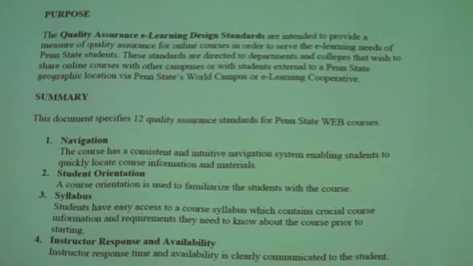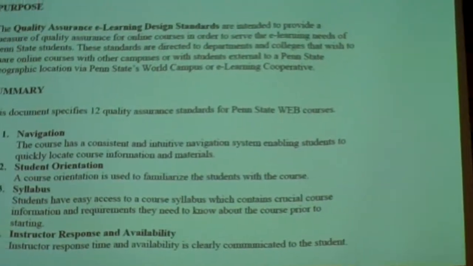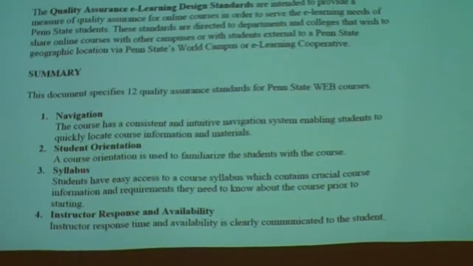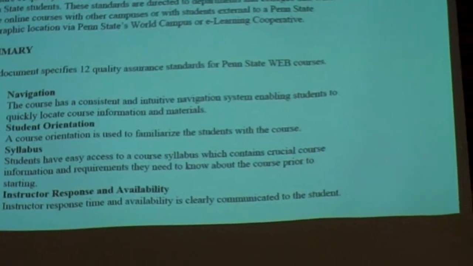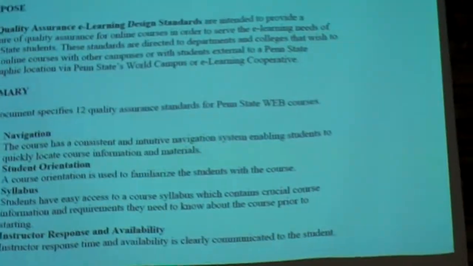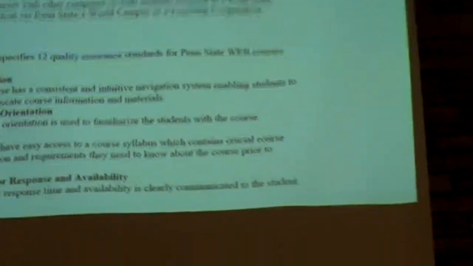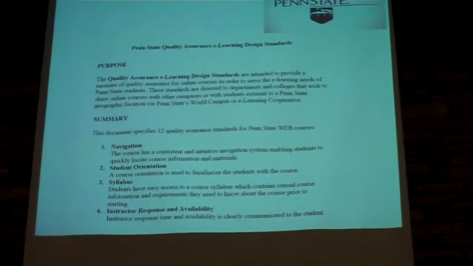And here's an example of Penn State. Just an example of what we're looking for. On the bottom there, number 1, navigation. Number 2, student orientation. Number 3, syllabus. You can see number 4, instructor response and availability. So here we're looking at these issues that are not content related, really. They are about a person's approach to online learning, and they are things that over time have been tested as being successful in terms of students.